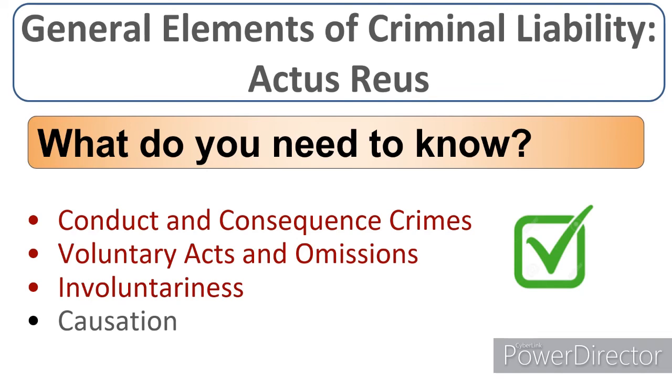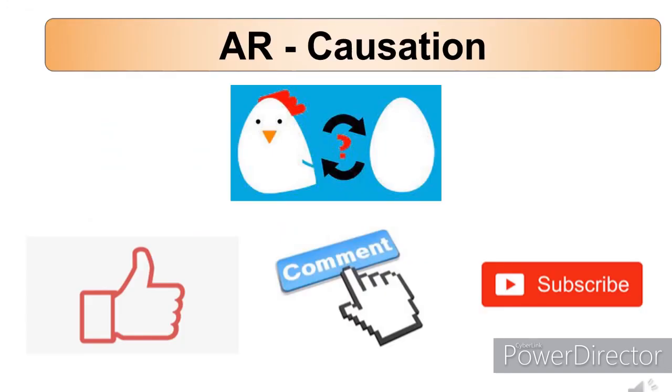So in this lesson, we've covered conduct and consequence crimes. We've covered voluntary acts and omissions and involuntariness, i.e. state of affairs offences. Next lesson, we're going to tune into that one.